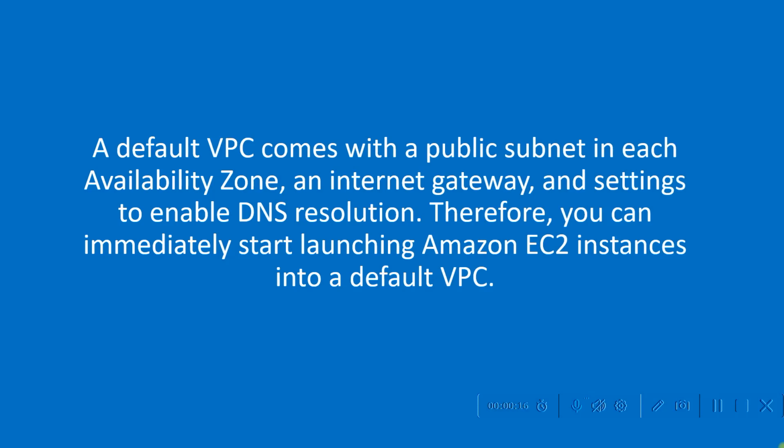A default VPC comes with a public subnet in each availability zone, an internet gateway, and settings to enable DNS resolution. Therefore, you can immediately start launching Amazon EC2 instances into a default VPC. So by default, once you create an AWS account, you will get a default VPC and it will have all these features: the subnets are already there, the internet gateway is also there, and the DNS resolution settings are also there. So you do not need to create any subnets, internet gateway, or DNS resolution settings. You can simply launch EC2 instances.